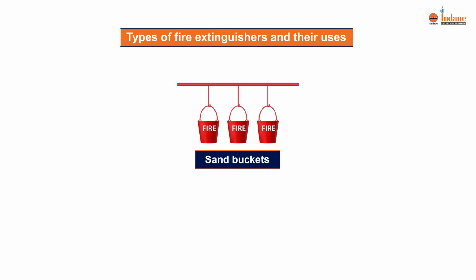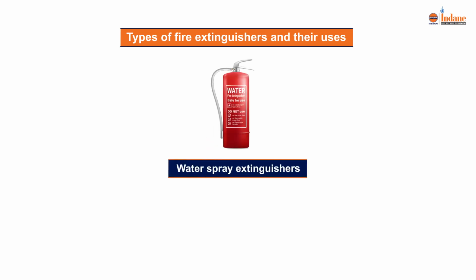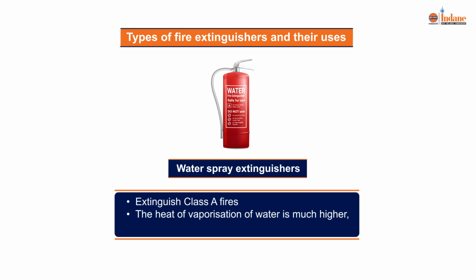Sand buckets are used to extinguish Class B fires. Sand is thrown on the fire because it absorbs the fuel-generating fire. Water spray extinguishers are used to extinguish Class A fires. The heat of vaporization of water is much higher, so it reduces the volume of oxygen in the fire.